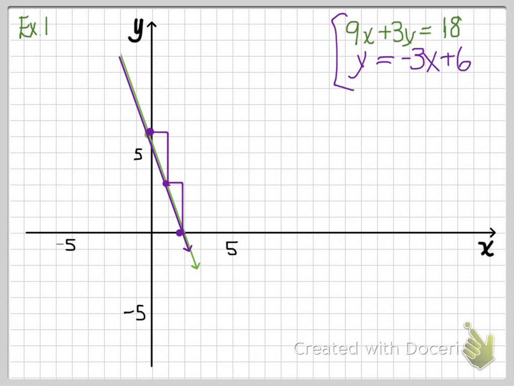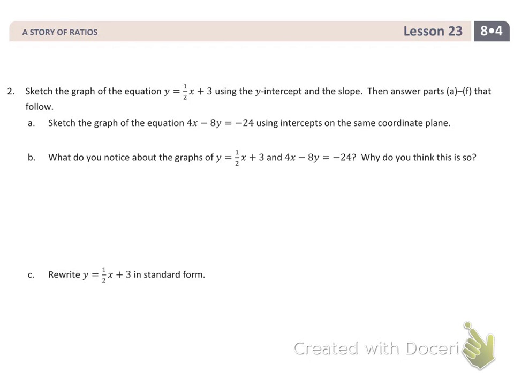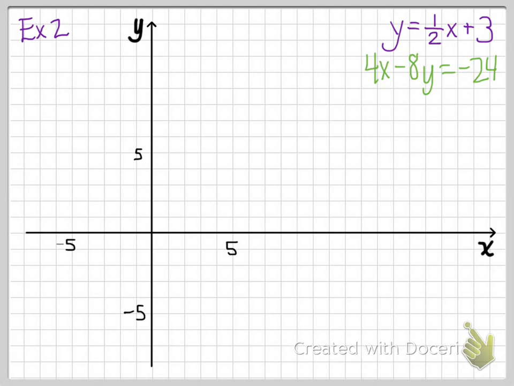Okay, there's our equation. And let's do another one. Here in number 2, we're asked to graph this equation in slope-intercept form, y equals 1/2 x plus 3, and then graph it in standard form, where we'll graph using intercepts again.